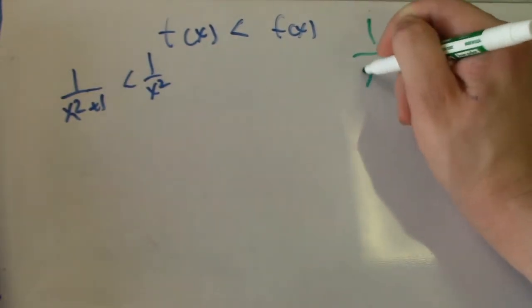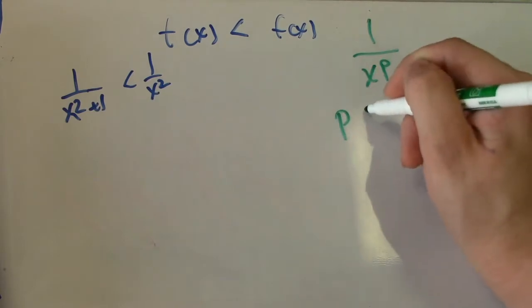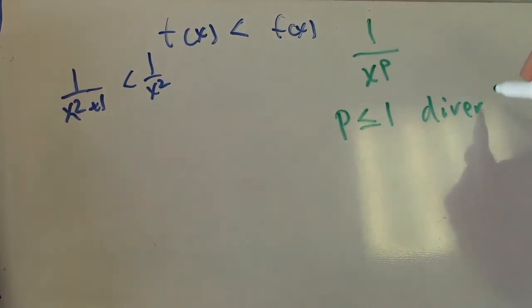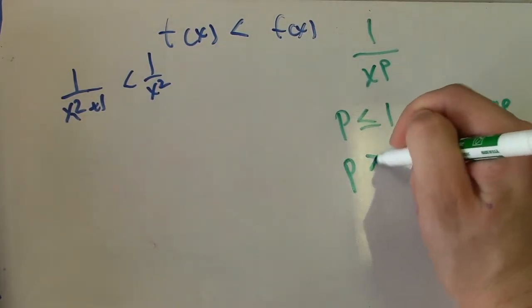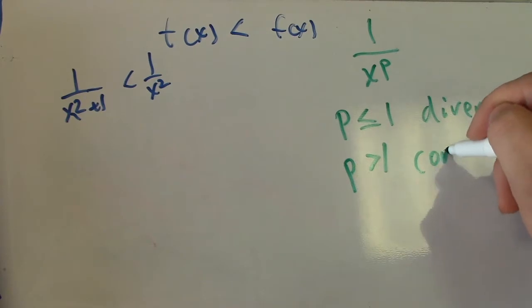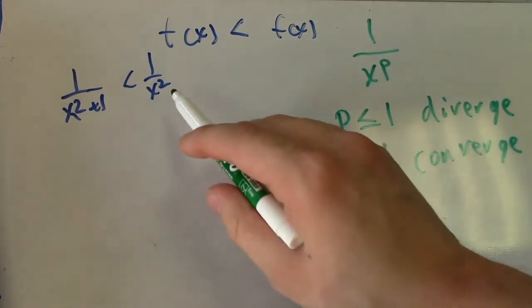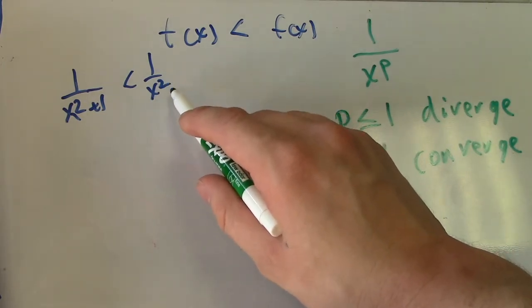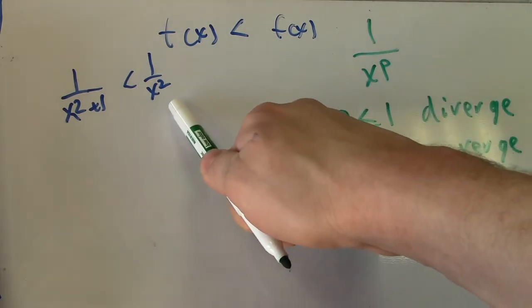So, if we have 1 over x to the p, mathematicians have proven that if p is less than or equal to 1, then 1 over x to the p will diverge. However, if p is greater than 1, then 1 over x to the p will converge. And as you can see over here, in our 1 over x squared, our p is 2, and 2 is greater than 1. As such, this is a known converging function.